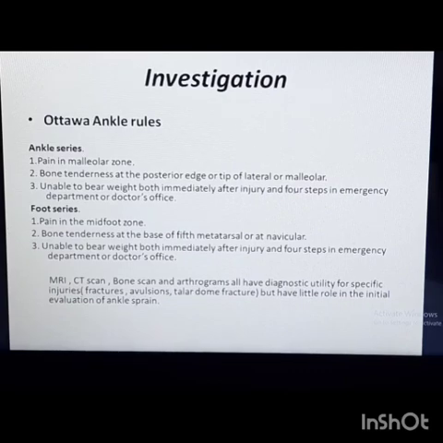Similarly for foot injuries: pain in the midfoot zone, bone tenderness at the base of the fifth metatarsal or at the navicular, and number 3, inability to bear weight both immediately after injury and for 4 steps in the emergency department. Following this, if you suspect the injury is more severe or more investigation needs to be done, you go for MRI, CT scan or bone scan, which will rule out any fractures, but they have no role in the initial evaluation of ankle sprain.